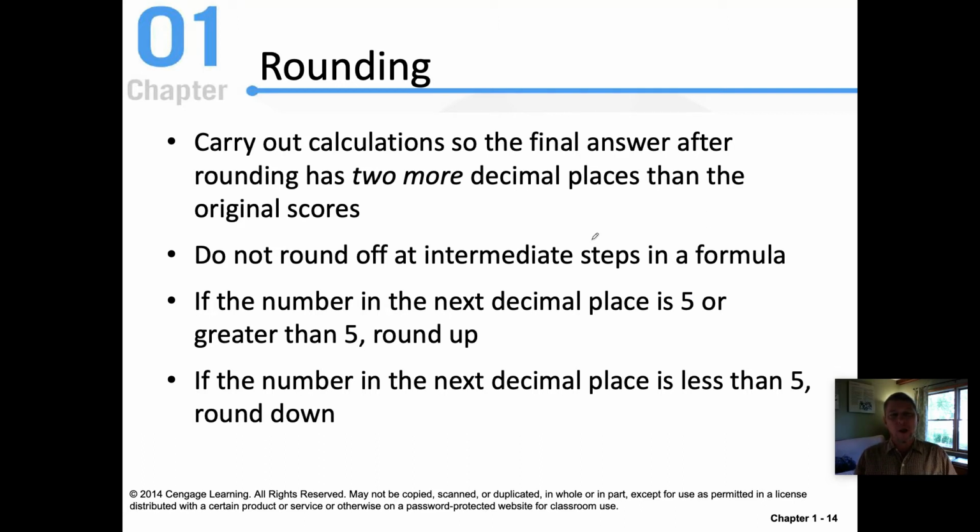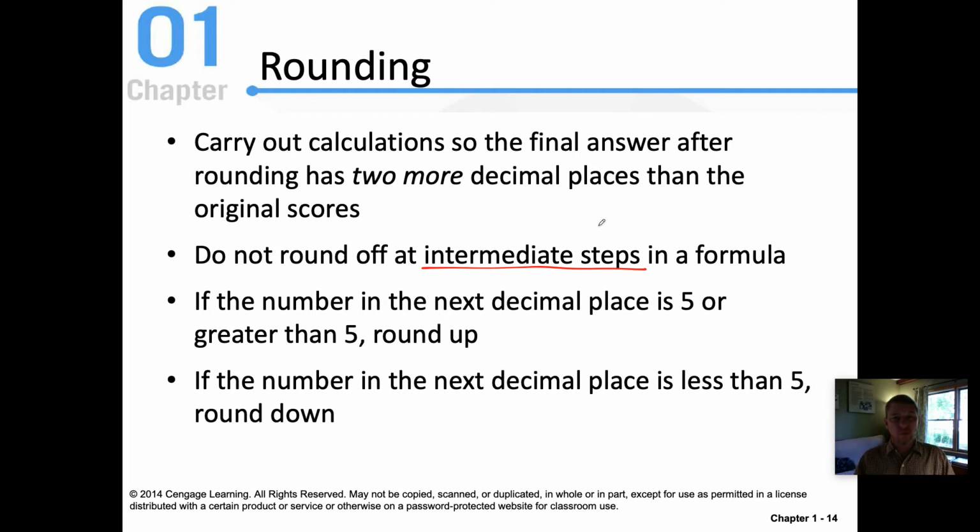It's important to remember that you should never round until you get to the very final answer. Do not use rounded numbers in your calculations. So never round off at what we call intermediate steps in a formula. Always wait until you get to the final answer before you round.